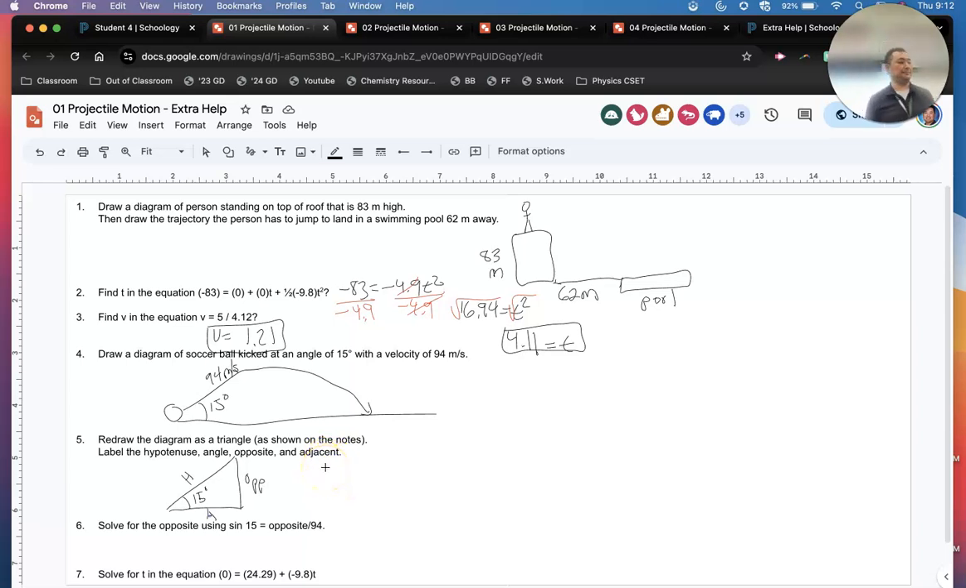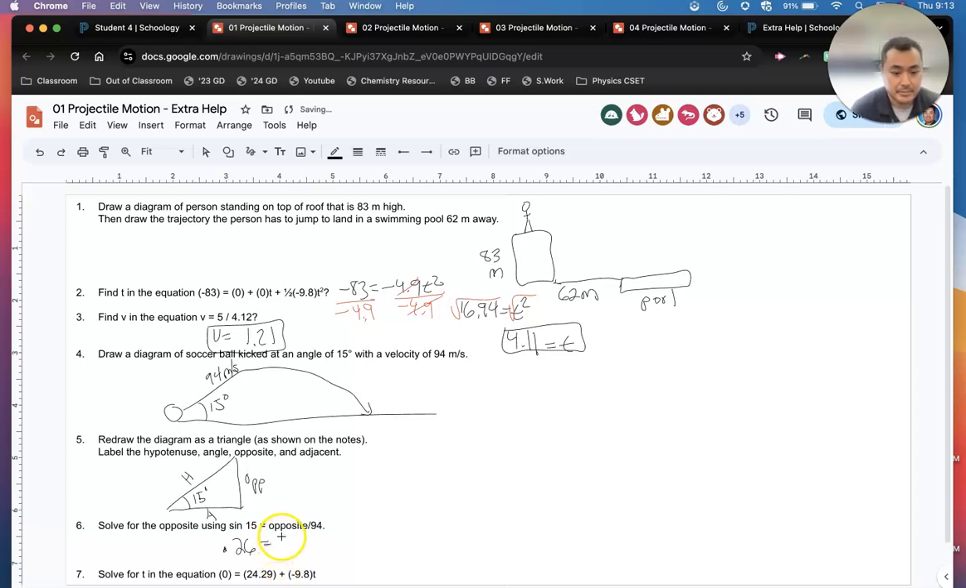All right. You know how to do this? All right. Put in your calculator sine. Hit the button 15. Tell me what you get. 0.8? So we're going to round to 0.25. Thank you. 0.26. Good catch. 0.26 equals opposite over 94.